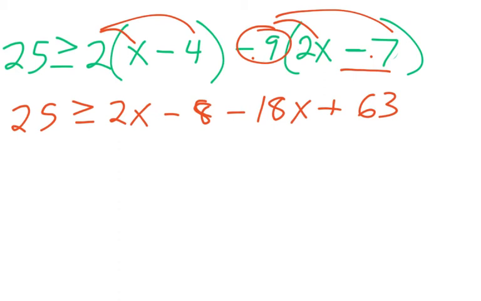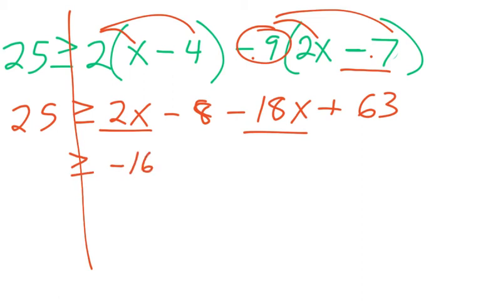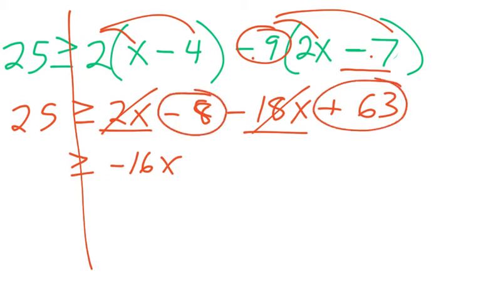Now we combine like terms on the right-hand side, because that's where we have like terms. So we have 2x and negative 18x. I get negative 16x. Now, by the way, I could have added the numbers together first. It does not matter. Usually I think it's easier for most students to combine the variable terms first, but it doesn't matter what order you combine them in. And then we have a negative 8 and a positive 63. When we add those up, we're going to subtract, actually, right? Keep the sign of the bigger number. Positive 55. Okay. So we bring down the 25.